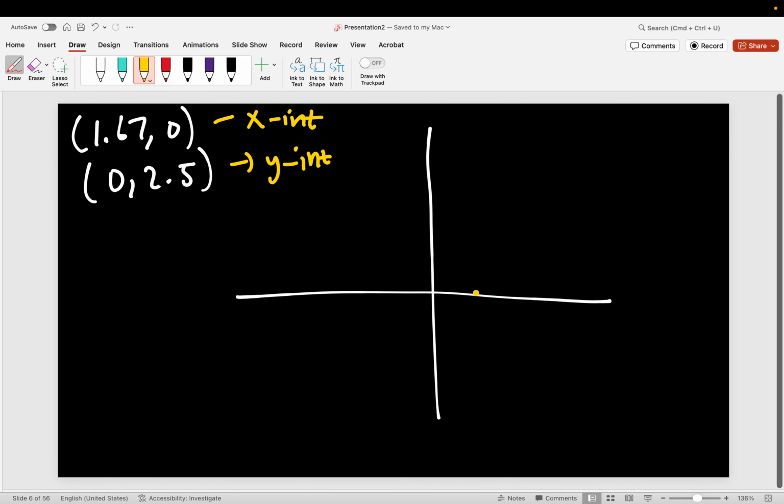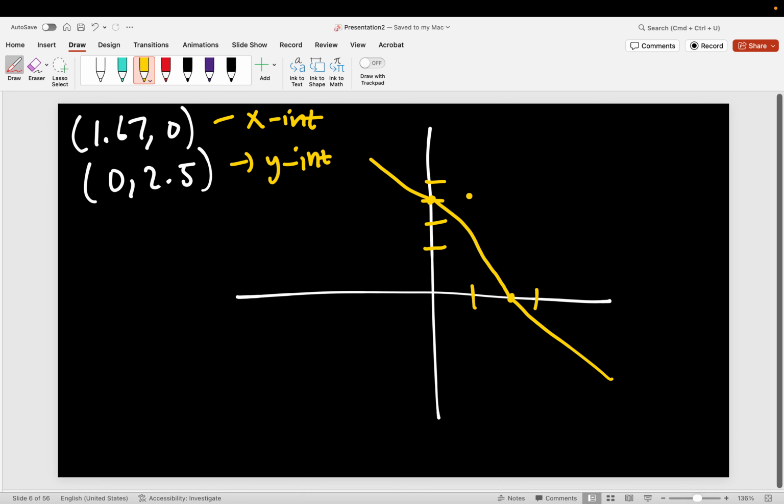So this is 1, 2. So let's say 1.67 is here somewhere. And then 2.5, let's say this is 1, 2, 3. So let's say 2.5 is here somewhere. So this is my y-intercept and this is my x-intercept. And I'm just going to go ahead and connect those 2 points. And this is the graph of my equation.